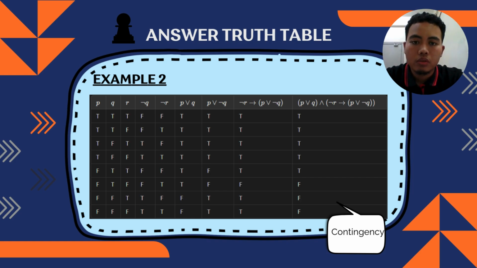To conclude, the type of a truth table can be determined by its final logical statement value. If all values are true, it is a tautology. If all values are false, it is a contradiction. But if it has mixed values, true and false, then it is a contingency. So for this truth table, we can see it has mixed values, so it is a contingency.